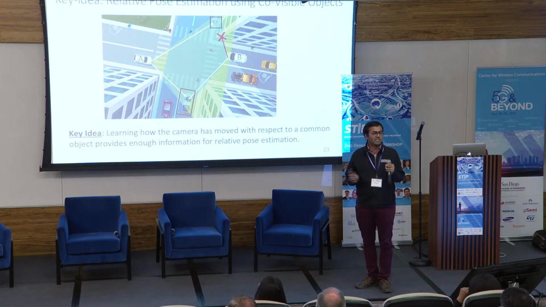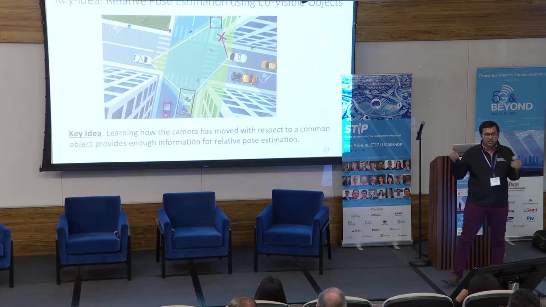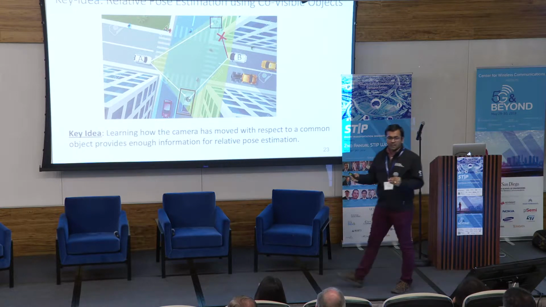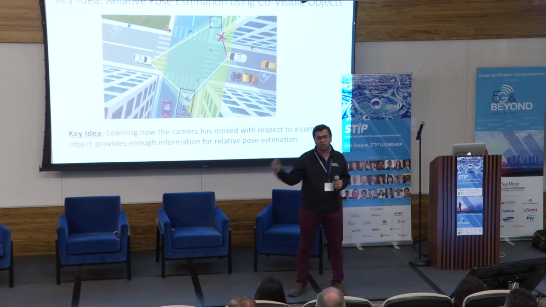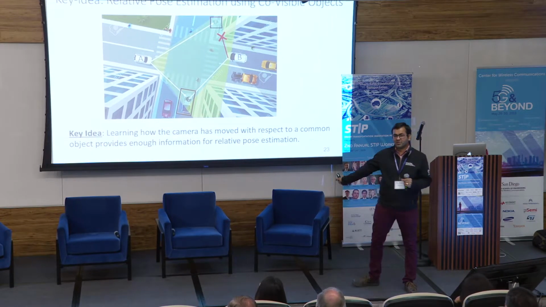That's the highest level message I want you to walk away with. Instead of doing scene conditioning and scene overlap as a metric, we are going to use a co-visible object. And this is a very new concept which we have introduced.